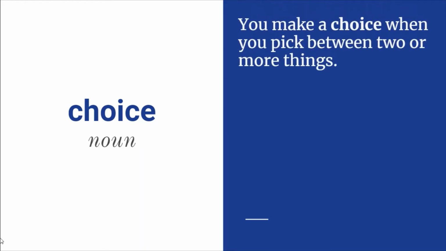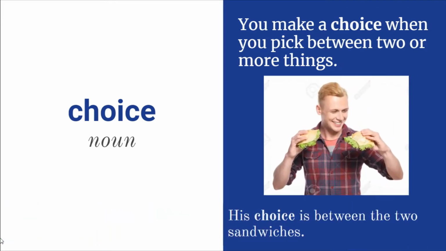First word is choice. And choice is a noun. How about we pronounce this word together? Let's say choice. Very good. One more time. Choice. You make a choice when you pick between two or more things, right? Look at the illustration, and I have here an example of a sentence. His choice is between the two sandwiches. Let's read it one more time. His choice is between the two sandwiches. I mean, they look exactly the same, right? But he has to make a choice.